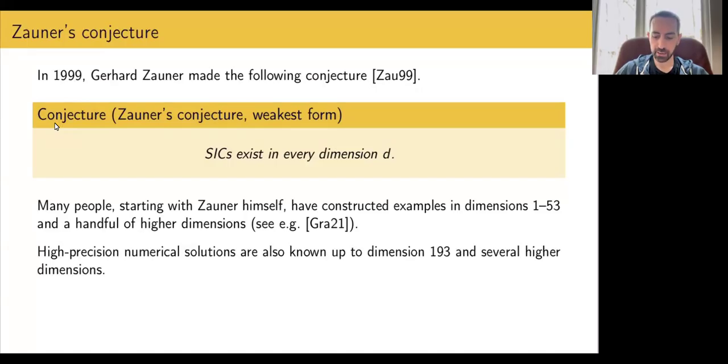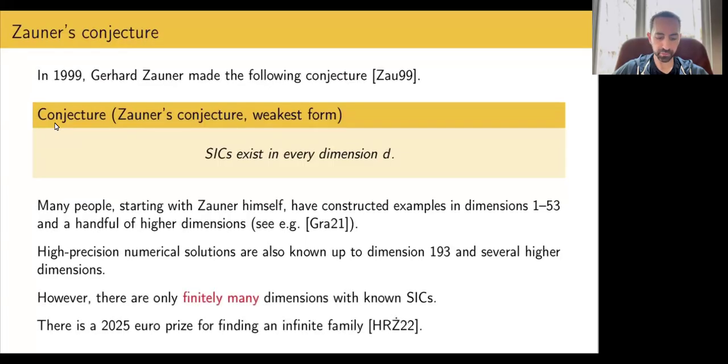And in addition to exact examples, there are numerical solutions that give us confidence that these things exist in every dimension up to dimension 193, and several higher dimensions as well. I think Grassl emailed me that he can do this in 194 now as well, and maybe also 196. But okay. The point is, there are a lot of these dimensions where we have either exact or numerical examples.